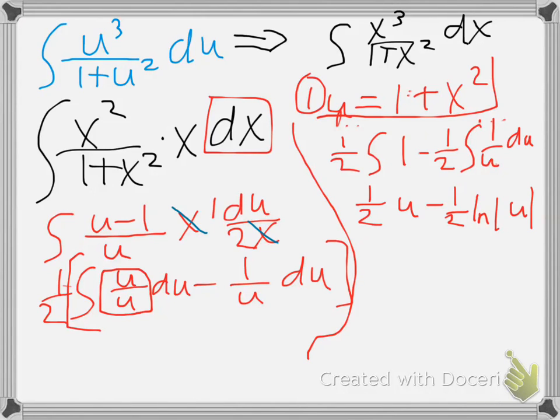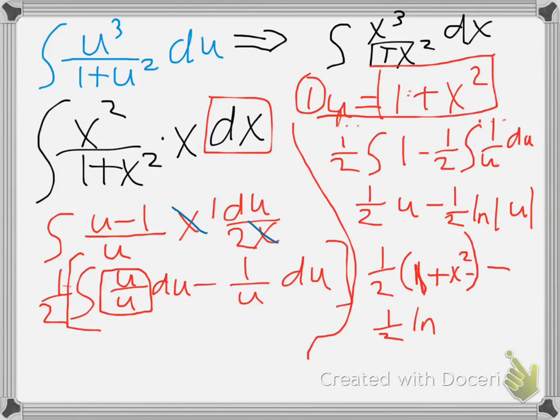Okay, let me kind of divide this out here, and so I'm just going to now substitute in what I know. I know that u is equal to 1 plus x squared, so we have 1/2 parentheses 1 plus x squared, that's 1, sorry, minus 1/2 the natural log, and u is 1 plus x squared.